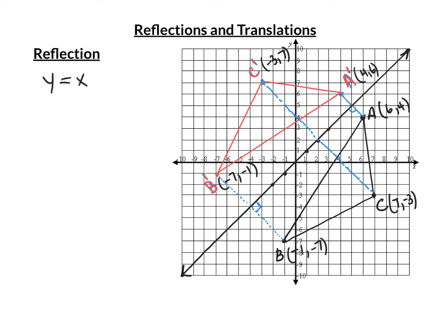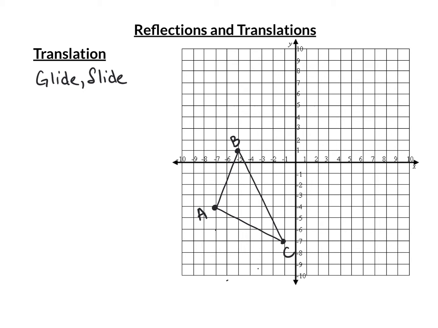I wrote down all the ordered pairs. Notice again that there is a pattern. Reflection over the line y equals x takes a point (x, y) and sends it to, look at the points, B (-1, -7) went to B prime (-7, -1). A (6, 4) went to (4, 6). And C (7, -3) went to C prime (-3, 7). What happens when you reflect over the line y equals x is the x becomes the y coordinate and the y becomes the x coordinate.